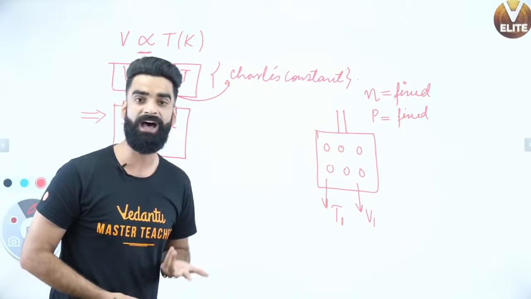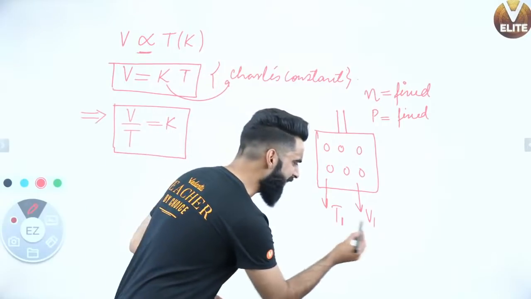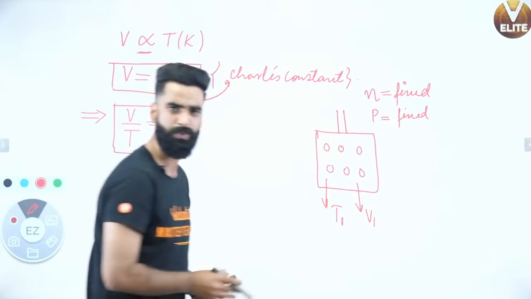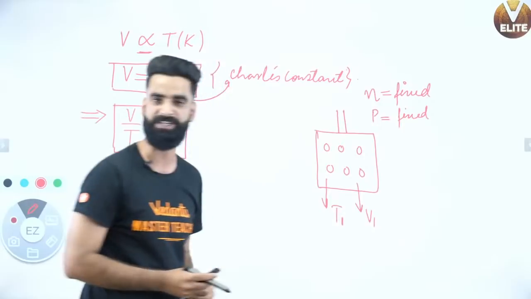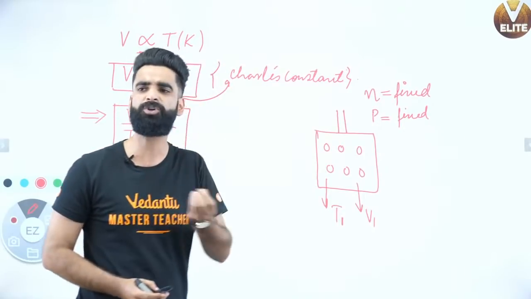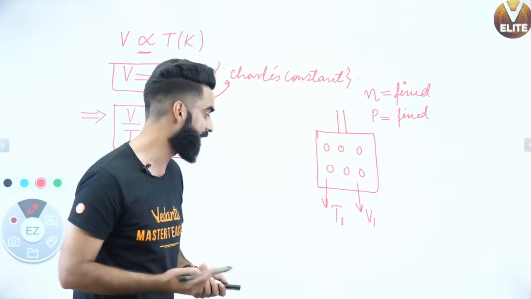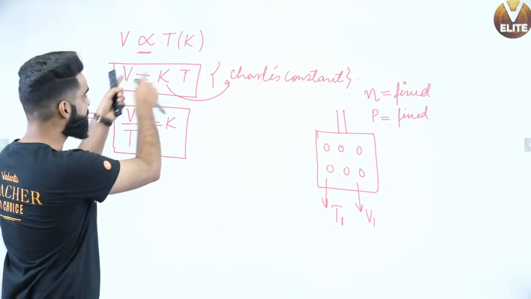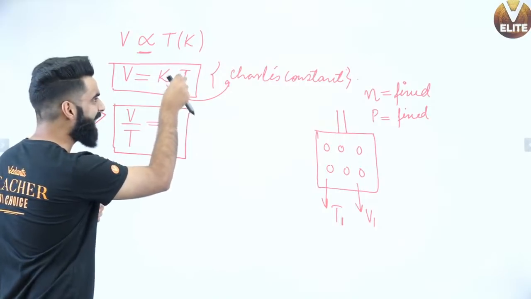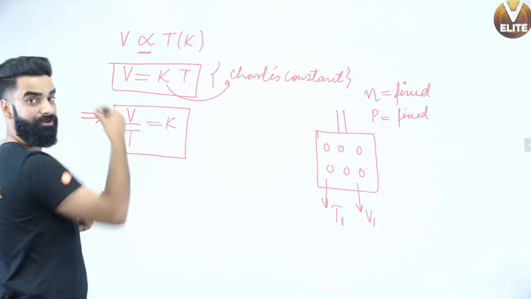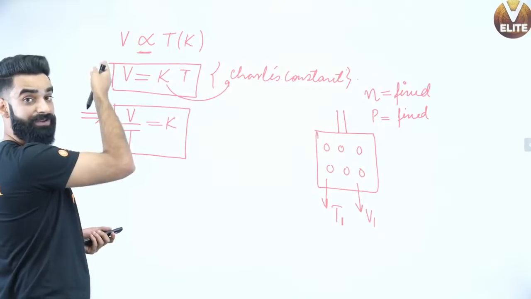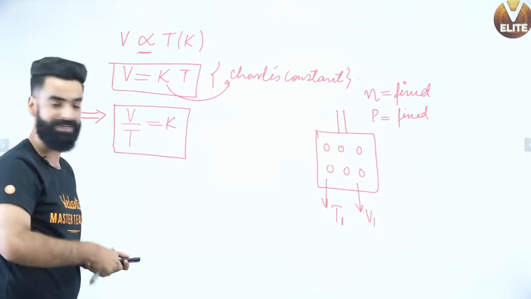Now, if I change any one of the parameters among the two, the other one will get automatically changed. What does that mean? As per Charles' law, volume is directly proportional to temperature. If I change the temperature, volume will change, right? If I increase the temperature, volume will increase. If I decrease the temperature, volume will decrease.